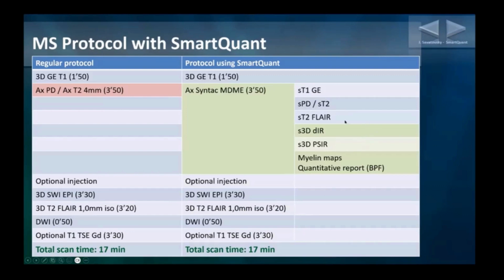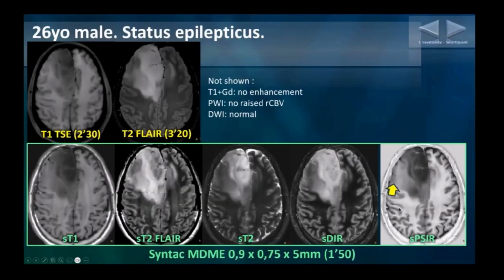But what we like is that we have additional complementary synthetic weightings that don't require any additional acquisitions, such as double inversion recovery and SIR, and we get those quantitative myelin maps and those reports that give us the brain parenchymal fraction, so without any additional time.